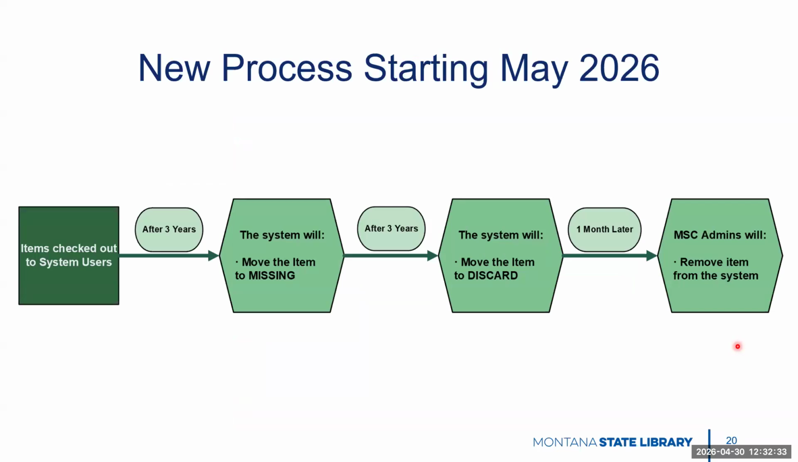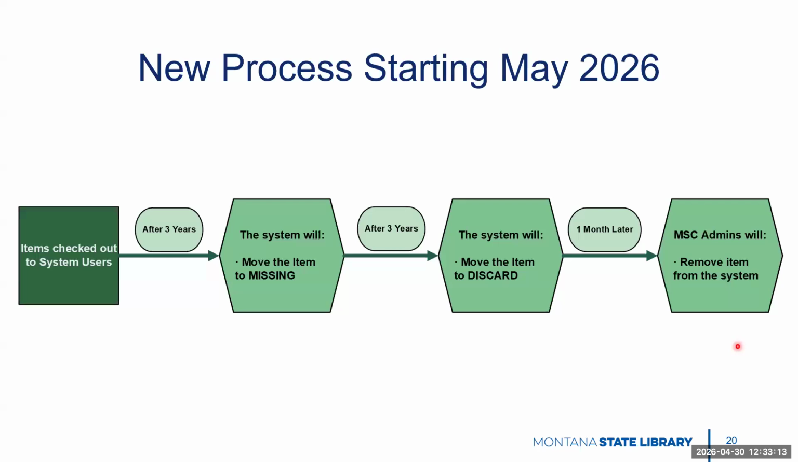So I don't know if you've seen in our Gov Delivery, excuse me, we're not calling it Gov Delivery anymore, our MSC newsletter. We have a new process starting in a few weeks. And this is going to be system users that aren't missing, everybody else. If the item's been checked out to that system user for 3 years, we're going to move the item to missing. And then it'll sit in missing for 3 years. And then we're going to move it to discard. And then we'll remove it from the system. This is just another way to just keep things running smoothly and efficiently.